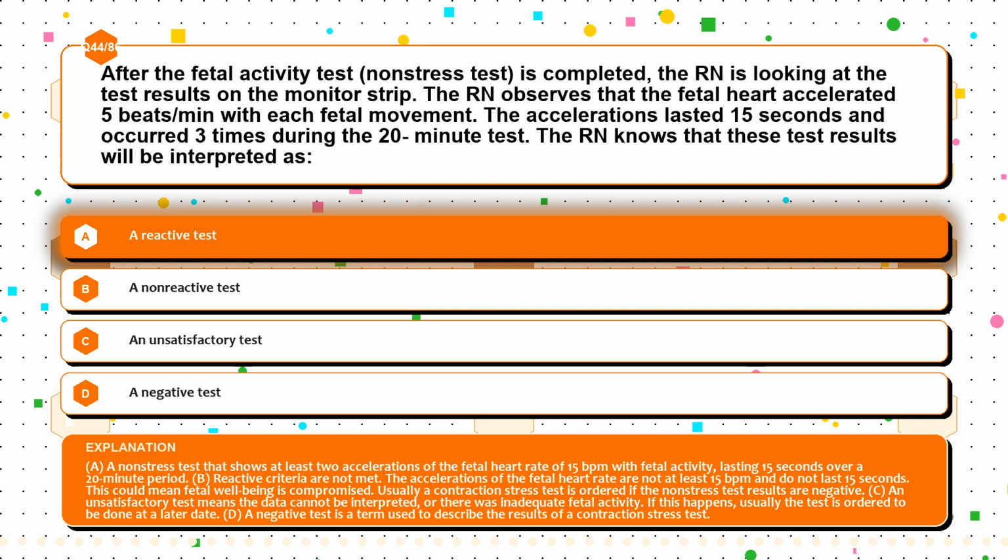B. Reactive criteria are not met. The accelerations of the fetal heart rate are not at least 15 bpm and do not last 15 seconds. This could mean fetal well-being is compromised. Usually a contraction stress test is ordered if the non-stress test results are non-reactive. C. An unsatisfactory test means the data cannot be interpreted or there was inadequate fetal activity. If this happens, usually the test is ordered to be done at a later date. D. A negative test is a term used to describe the results of a contraction stress test.